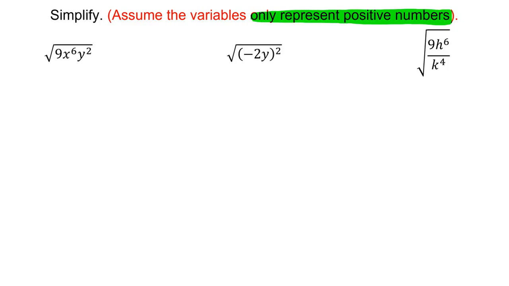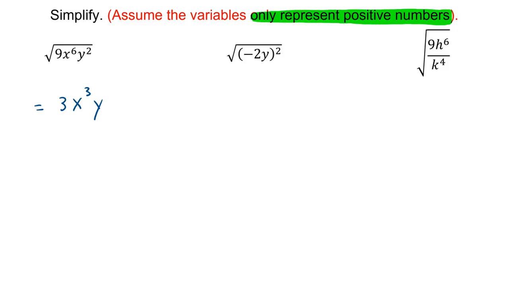Here we need to find the principal square root of 9x to the 6th y squared. The principal square root is 3x to the 3rd y. And again, I don't have to worry about putting absolute value bars around the x to the 3rd or the y, because my instructions say that the x and the y are positive numbers. So our final answer here is 3x to the 3rd y.